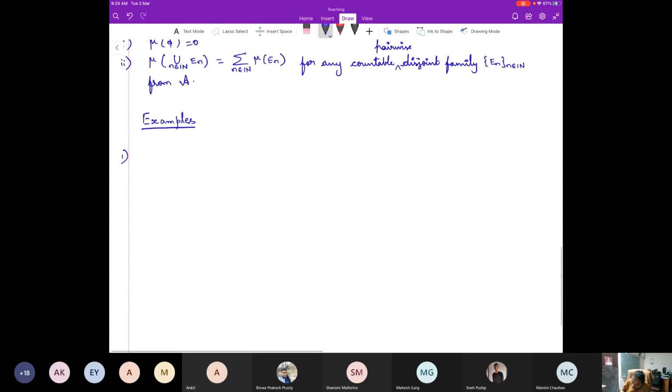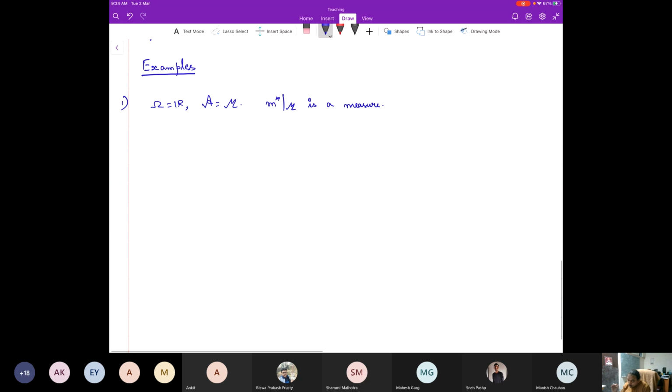First one, choose omega to be R, A to be script M. Then M star restricted to this M is a measure. This we have already verified. All the details needed to prove this are already done. We have already finished all these.